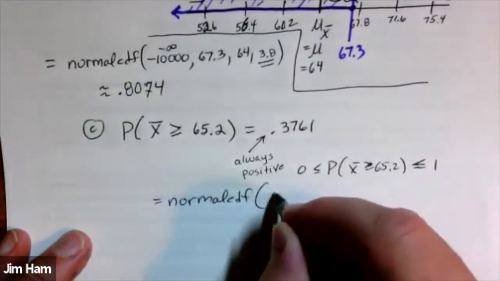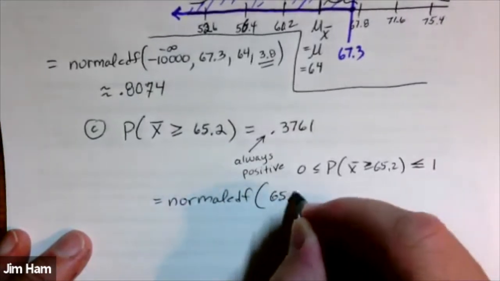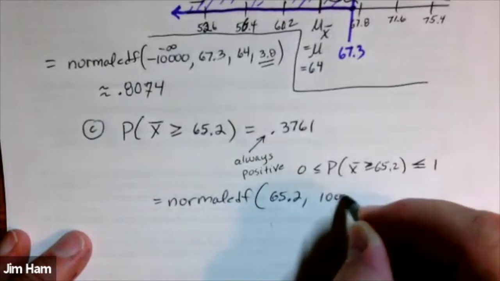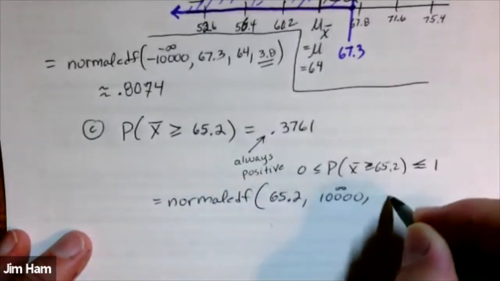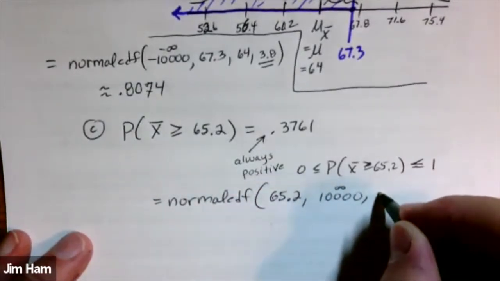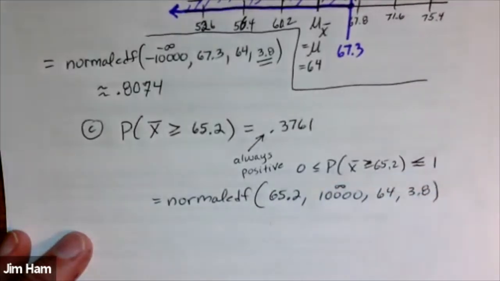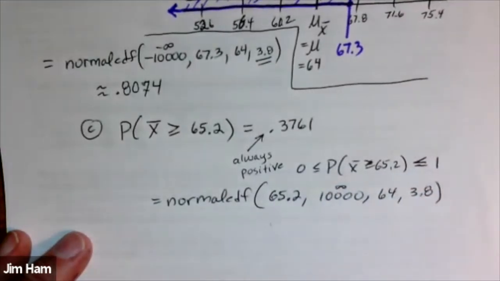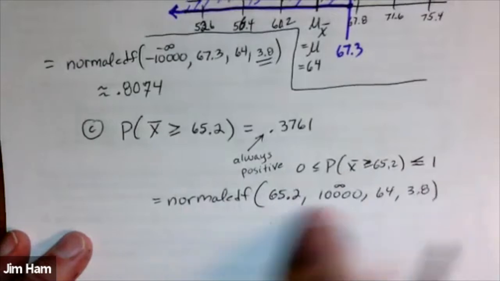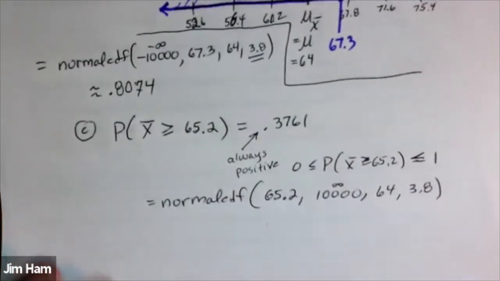Normalcdf, now we're going from 65.2 up to positive infinity. And so you're going to have a collection of greater than probabilities, less than probabilities, and even between this probabilities. So if you punch all this in, 0.3761.